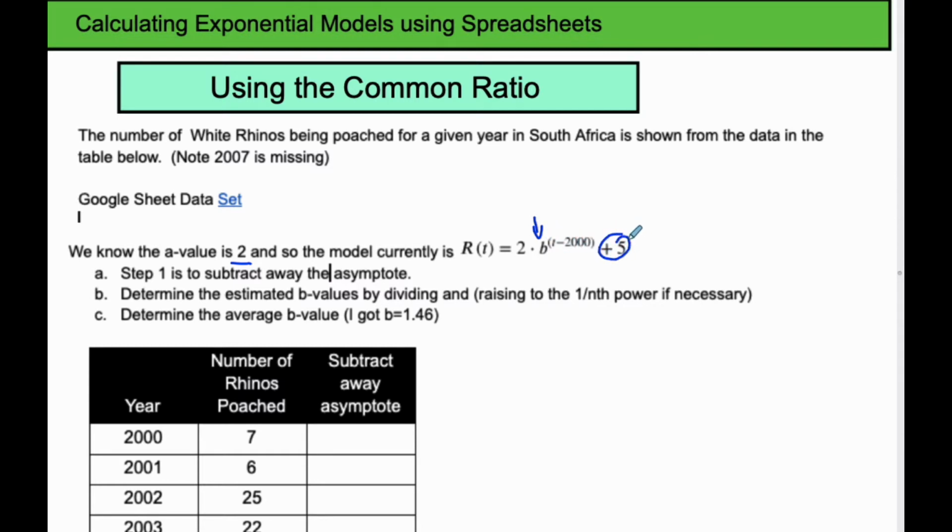This here is our horizontal asymptote. And so step 1 is to subtract away the asymptote. Well, if I subtract away 5 from 7, I get 2. 5 from 6, I get 1, and 20, and so on. But let's use our spreadsheet to do so.